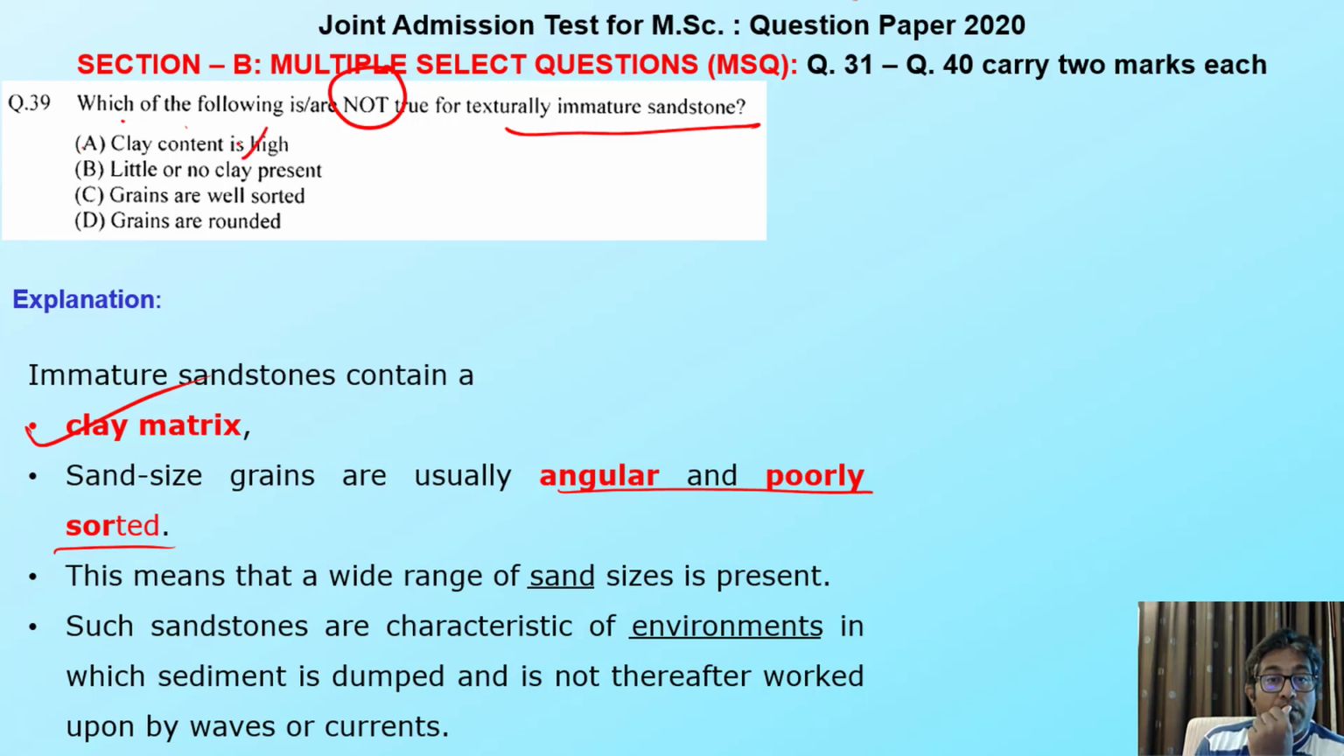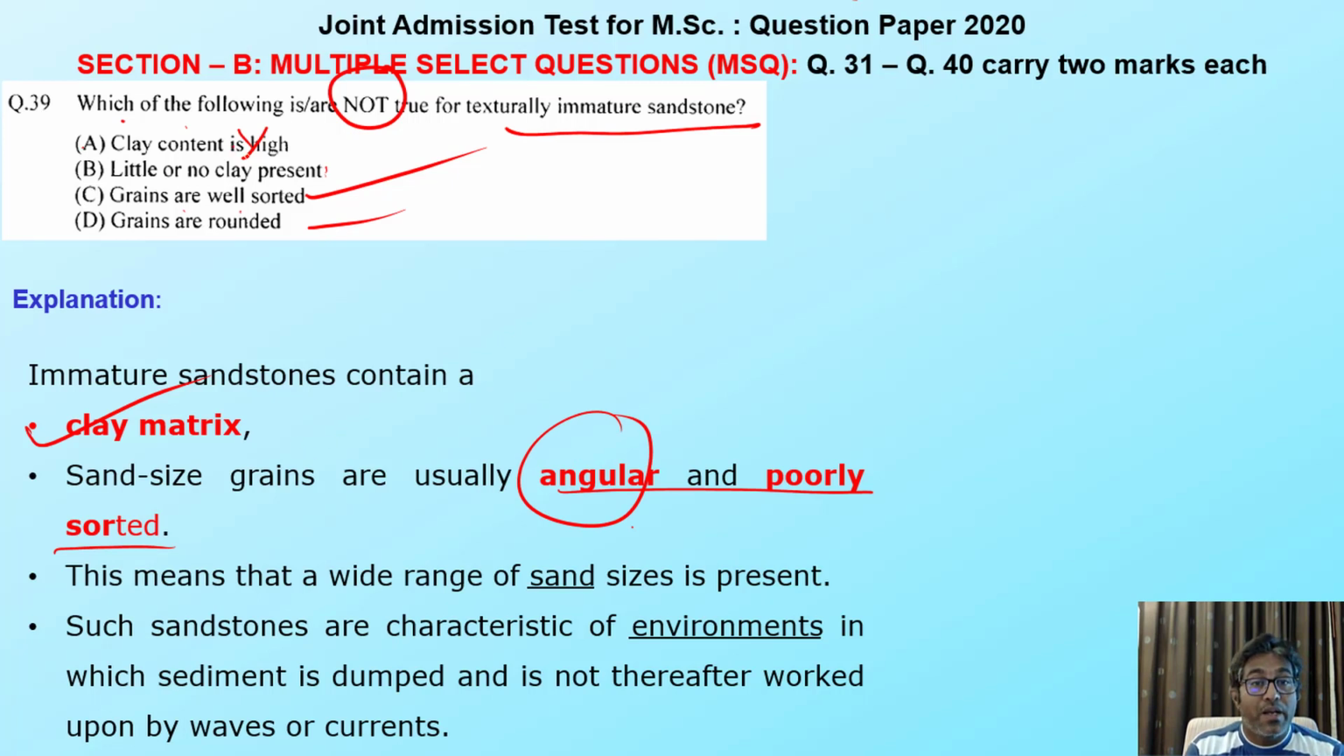Okay. Little or no clay? Oh, no, clay content should be high. So this is not the option. This is not the correct answer. Grains are well sorted? No, it should be angular, poorly sorted. So this is the option. Grains are rounded? No, it should be angular. This is not the option.